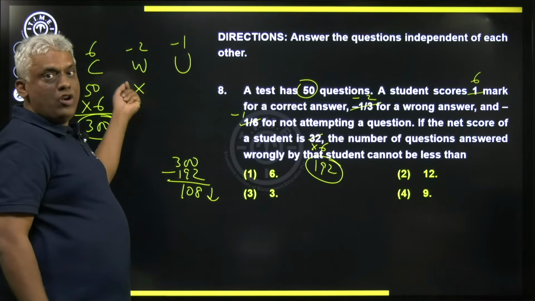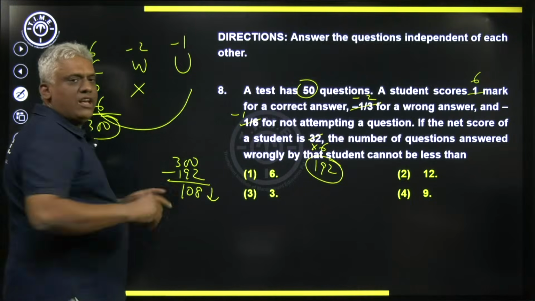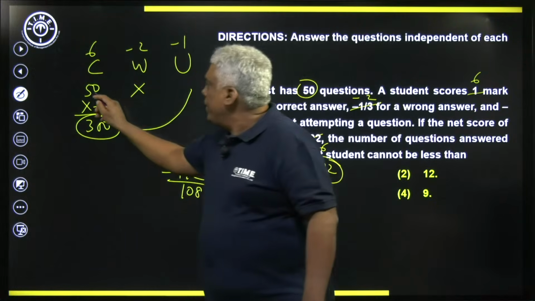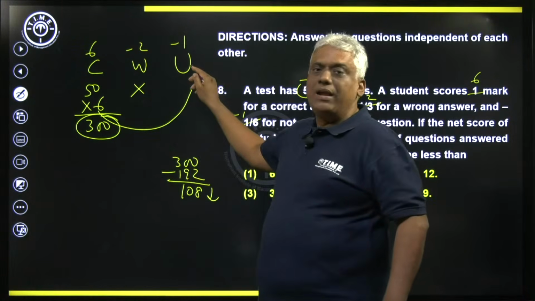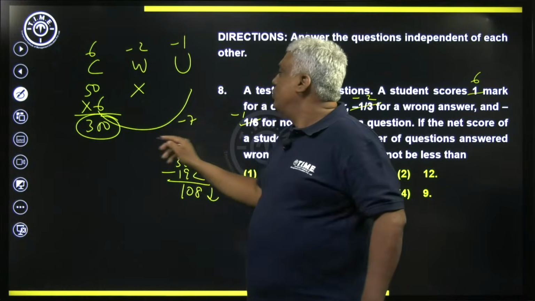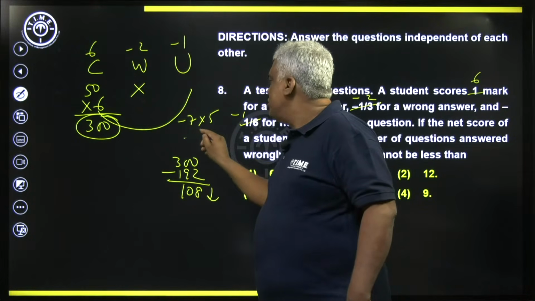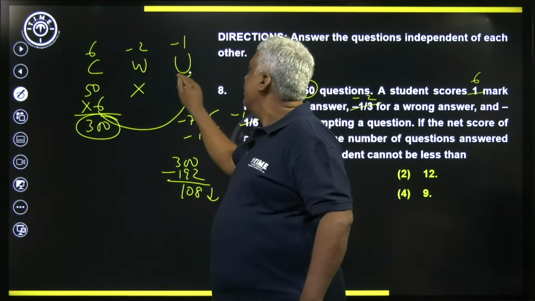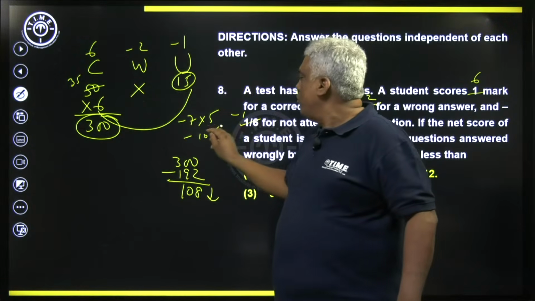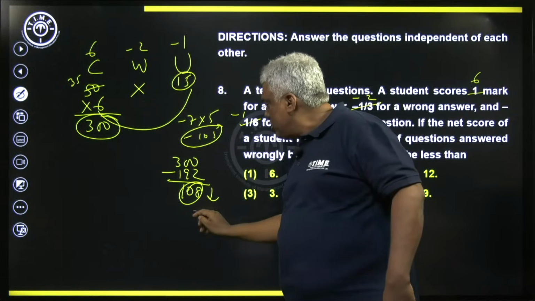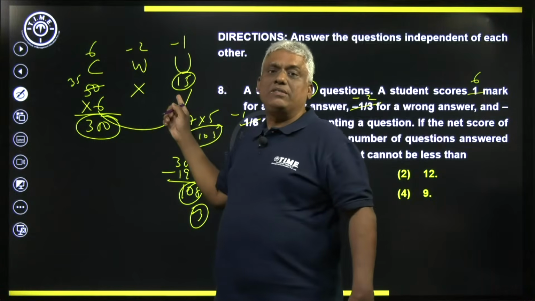I'm trying to minimize W. I'll not make any wrong question. So if I bring one question from here to here, as one unattempted, how many marks do we lose? He will lose here 6 marks, and here a -1 penalty. He will lose 7 marks, right? So we have to decrease by 108. Now the nearest multiple is 15. 15 into 7 is 105. So if I bring 15 questions here, 35 questions are left, and marks will go down by 105. Again we have to decrease 3 more marks. I can't take any question here, because if I take one here it will decrease by 7, right?